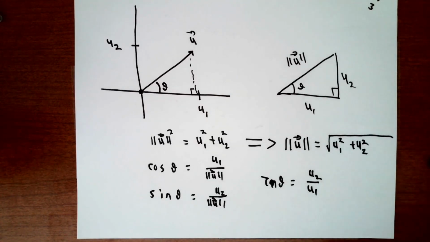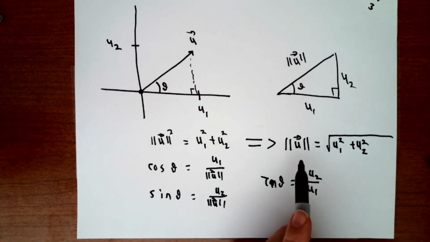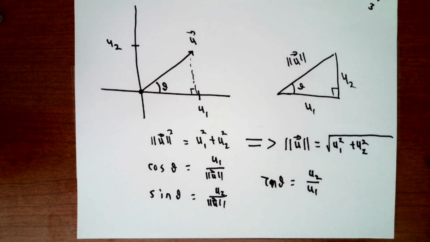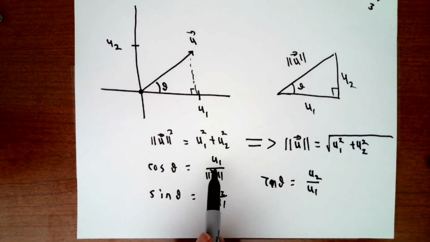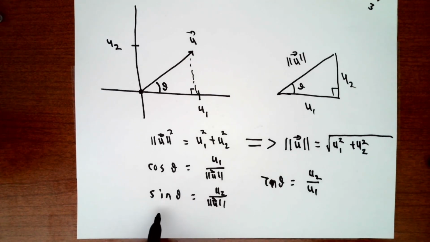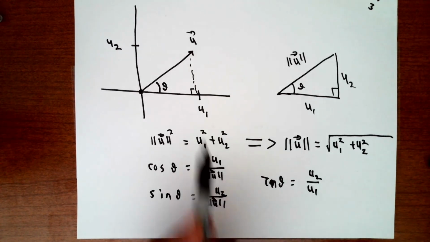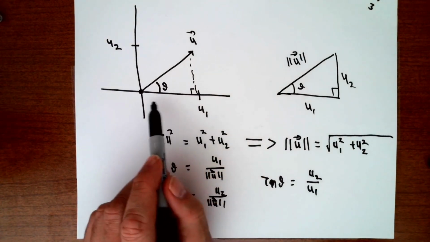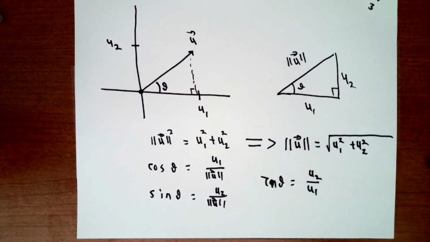Just based on the right triangle, we can figure out that the length of a vector is the square root of the sum of the squares of the components. Also, the cosine of this angle theta is the first component divided by the length of the vector. The sine of theta is the second component divided by the norm. And tangent of theta is the y component divided by the x component.